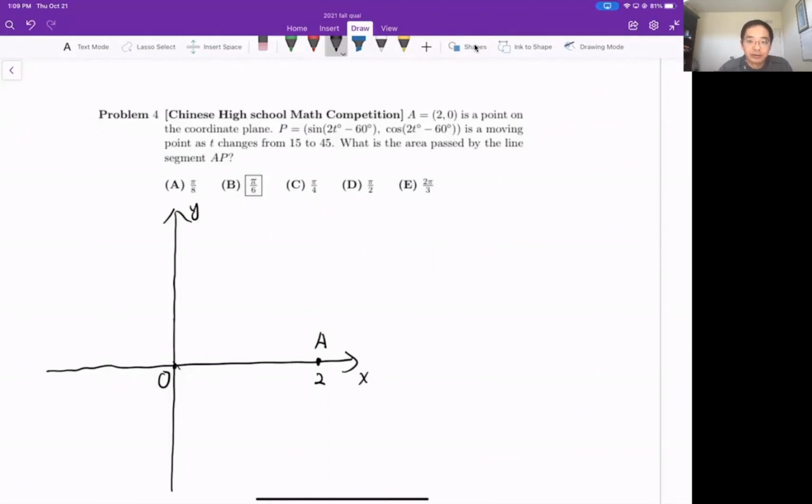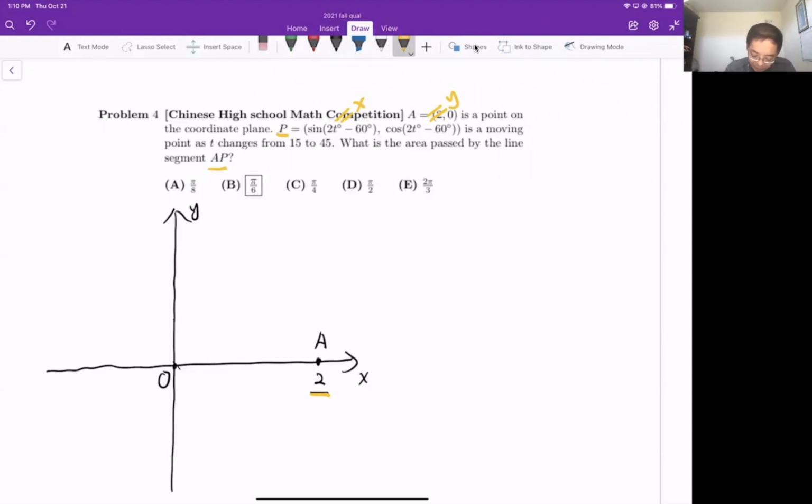Question number 4. The problem says we have a point A, which is (2, 0), on the coordinate plane. And we have another point P, its x coordinate given by the expression sine(2t minus 60), and its y coordinate is cosine(2t minus 60). So as t changes, the point P is moving on the plane. Then we connect the line AP, and we look at the region that is passed by the line, and we'll find its area.